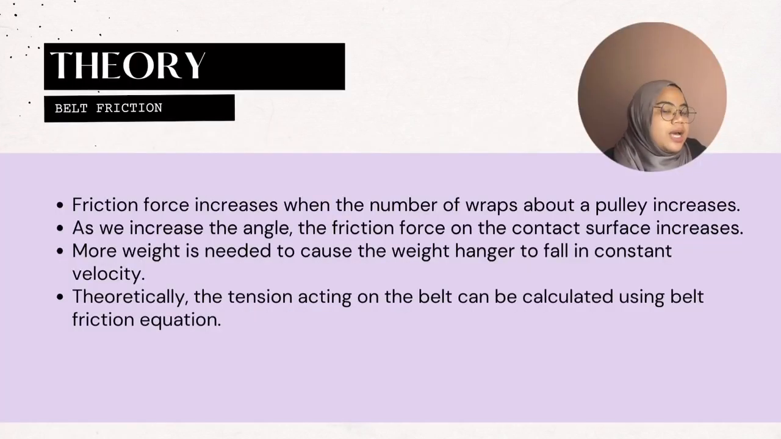Then, I want to tell you guys about the theory. So basically, friction forces will increase when the number of wraps around a pulley increases. As we increase the angle, the friction force on the contact surface also increases, and more weight is needed to cause the weight hanger to fall at constant velocity. Theoretically, the tension acting on the belt can be calculated using the belt friction equation.